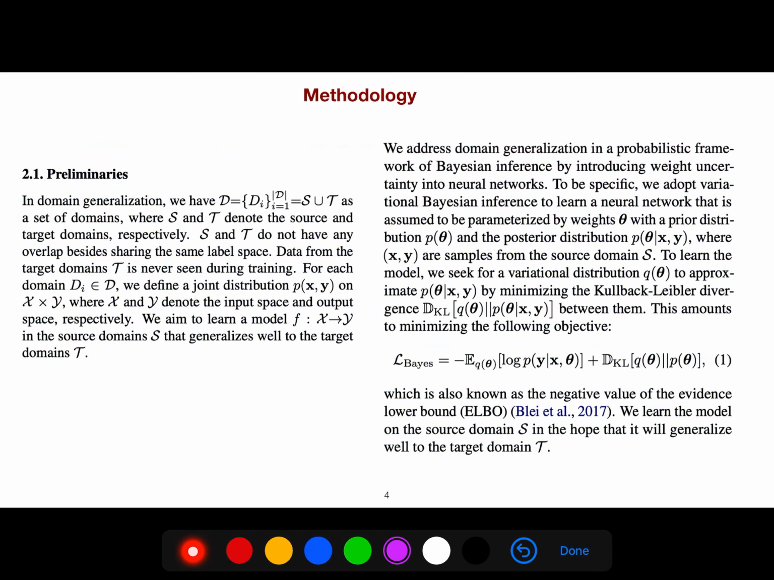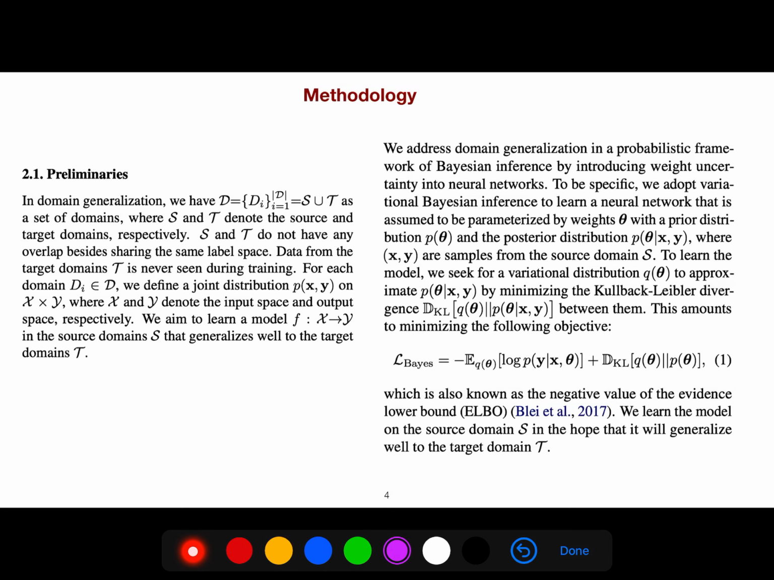So we have D, a set of domains, and S and T denote source and target domains. Of course, in general, we say that the target domain is unknown, but we can say that there is some T, some target. So S and T do not have any overlap besides sharing the same label space. This article is one of the rare articles that, although they use the term domain generalization, are still talking about a specific target. But we know that in domain generalization, the target is unknown. It could be anything.